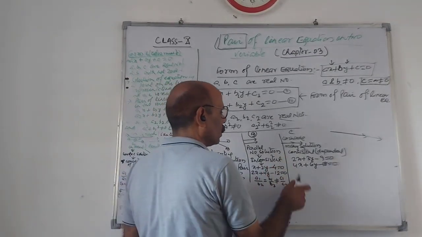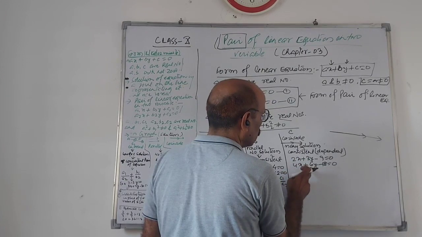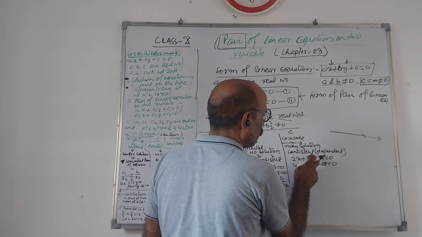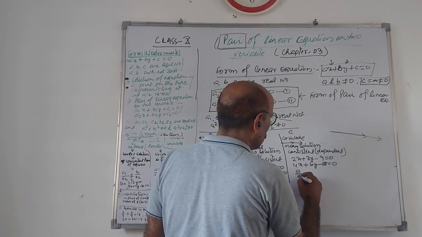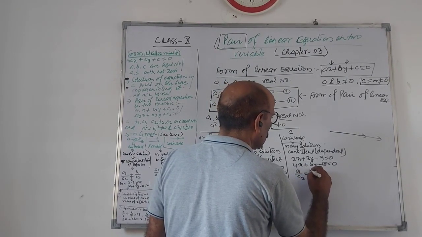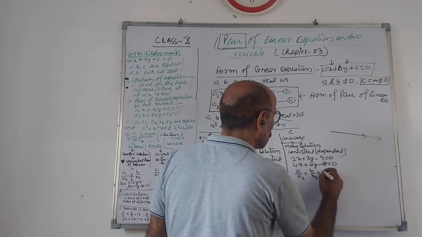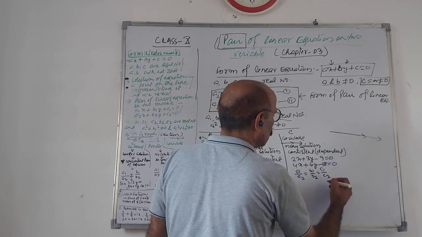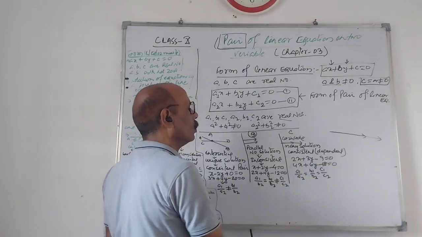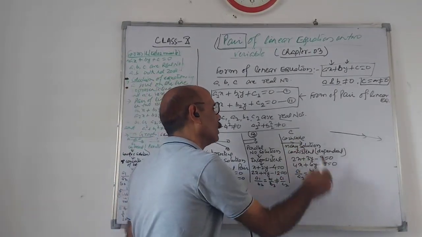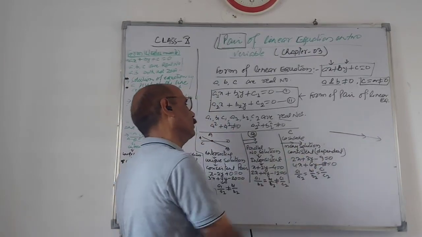Now come to this one: 2 by 4, 3 by 6 means 1 by 2, 1 by 2, and 9 by 18 is 1 by 2. All three are 1 by 2. That means A1 by A2 is equal to B1 by B2 is equal to C1 by C2. If all three are in ratio, the lines coincide. There are many solutions; it is consistent, giving results, but dependent.